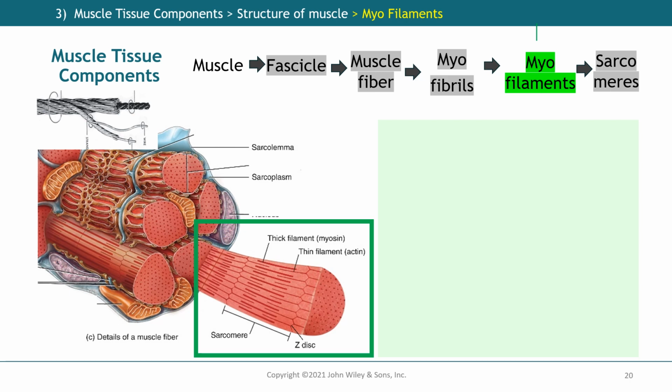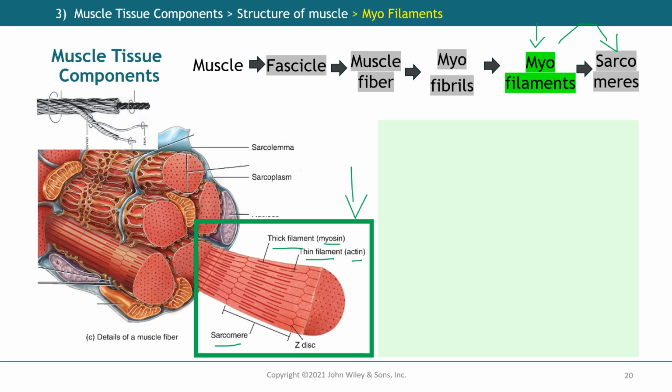Now we are in the second last one, the myofilaments. To see what a myofilament is, inside of this square you can see the thick filament and the thin filament, the myosin and actin contractile proteins. Those proteins are organized in a very particular way. Here we have the sarcomere, the next level of organization, the smallest one that we are going to study.